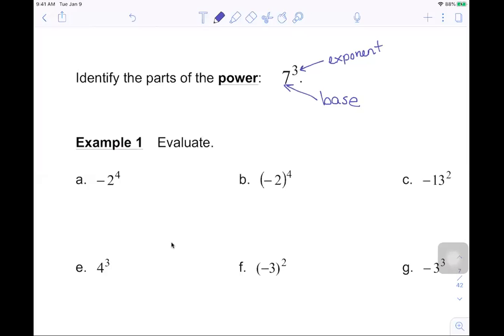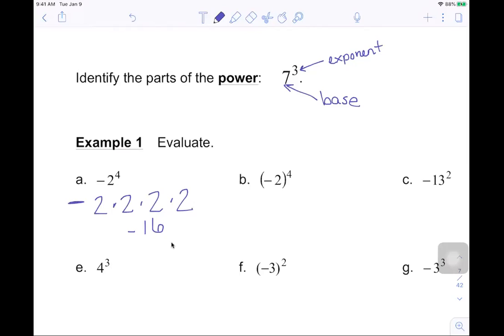So the first problem says -2 to the 4th. So that has a negative sign, and then it's taking 2 and multiplying it together 4 times. That's what a power means. The exponent is 4, so I'm really multiplying that number together 4 times. When I do that, I get -16. And if you don't have a graphing calculator, that's what you're going to place in your calculator. -2 times 2 times 2 times 2.